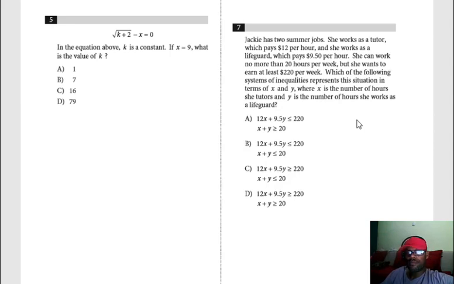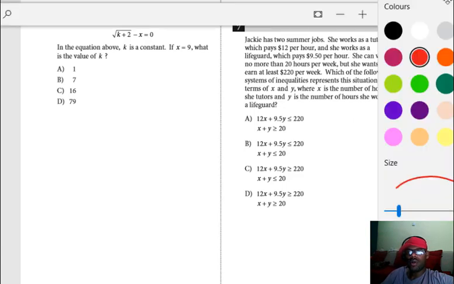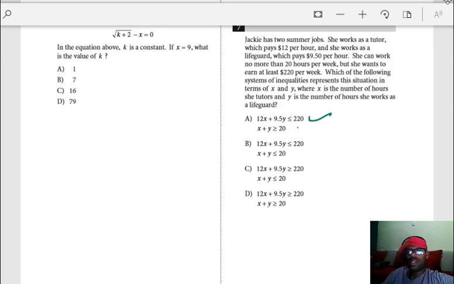Questions like this are an application of a system of simultaneous inequalities. As you can see, it has parts; the first part has the total value, and the second has its own part. So here you go directly to the question and ask what does that x represent and what does y represent. So x is the number of hours she tutors, and y is the number of hours she works as a lifeguard. Going up, she works as a tutor, and here the first payment pays 12 per hour, so that's 12x, and every choice has 12x. Second, she can work as a lifeguard and will be paid 9.5 per hour, so 9.5y is in every choice.